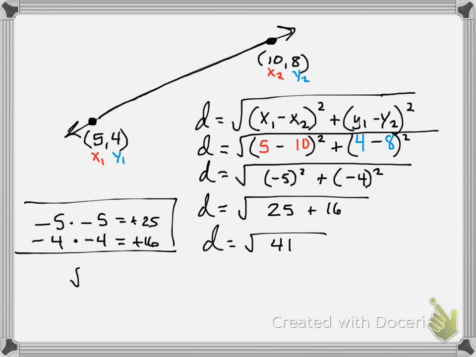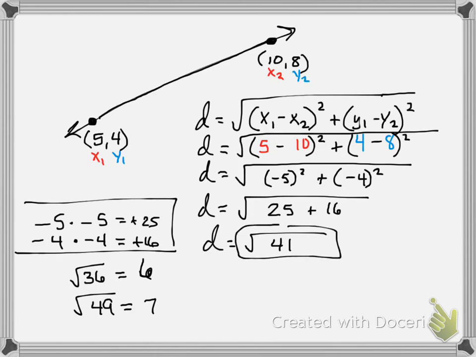So I know that the square root of 36 is 6, because 6 times 6 is equal to 36. And I also know that 7 times 7 is 49. So the square root of 49 is equal to 7. So what I notice about the square root of 41 is that it would fit in between these, right?